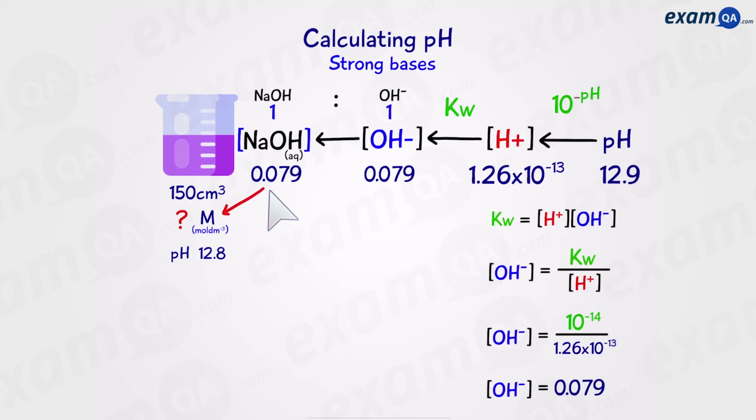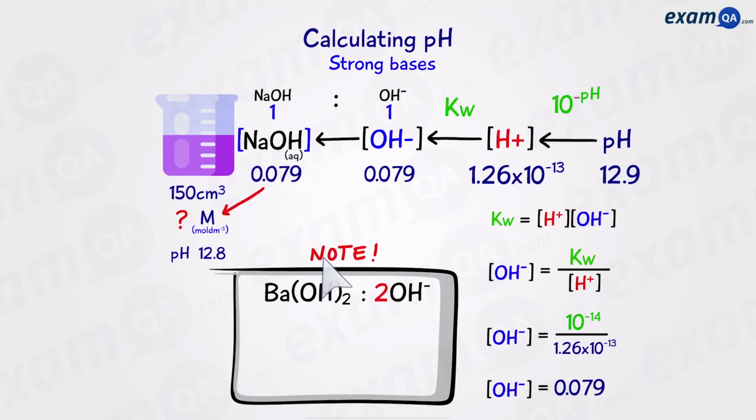And that's the answer. So as long as we have this chain of events, pH, H+, OH-, and then your base, you can always work out questions like this. A quick side note. Let's say we were dealing with another base, such as barium hydroxide. And let's say we worked out that the concentration of hydroxide ions was 0.08. To work out the concentration of barium hydroxide, you'd have to divide it by 2 in this case, since the ratio is 1 to 2. So make sure you don't make this mistake in an exam.